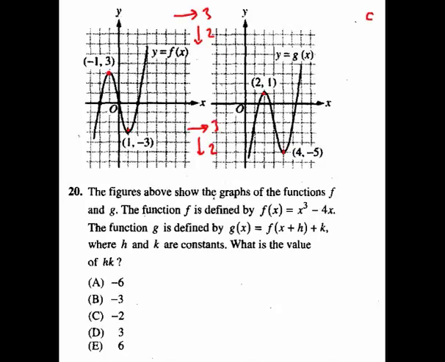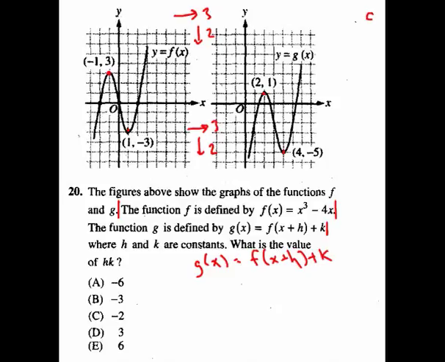The figures above show the graphs of f and g. The function f is defined by f of x equals x cubed minus 4x. And notice that that is graphable on a calculator, right? The function g is defined by g of x equals f of (x plus h) plus k. All right, let's just write that one down. g of x equals f of (x plus h) plus k.